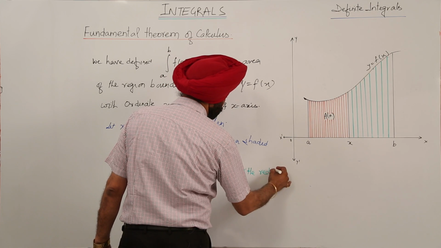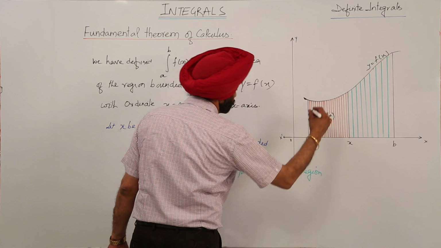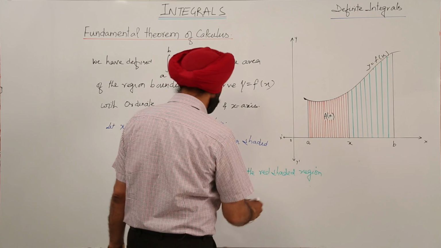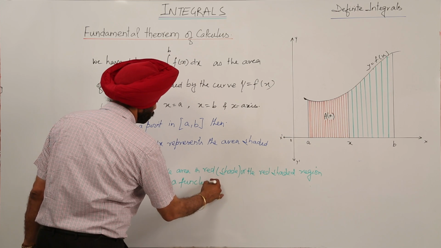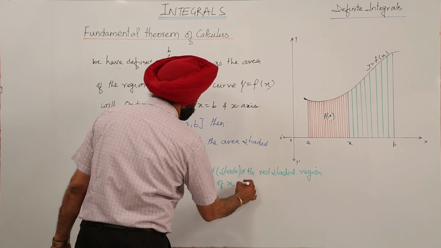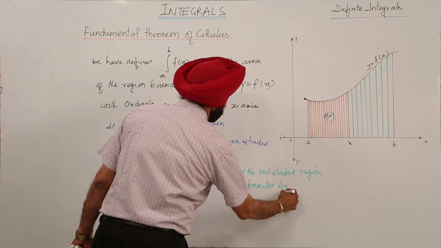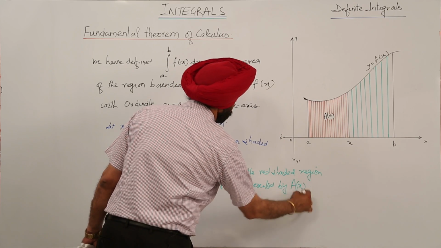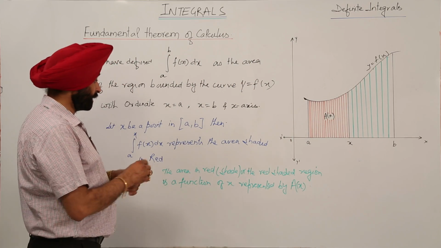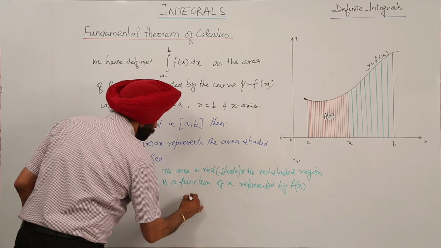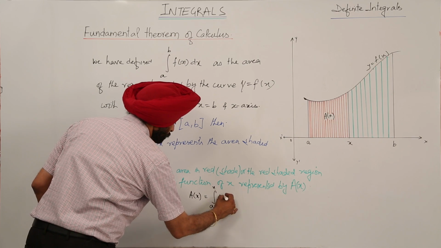or the red shaded region is a function of x represented by capital A(x). I have already written here capital A(x), and this is the area represented by capital A(x). Then what can we write? Then we can write capital A(x) is equal to the integral from a to x of f(x) dx.